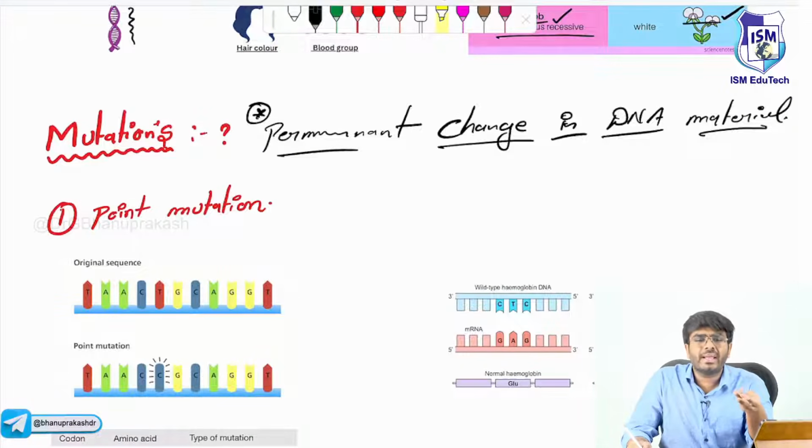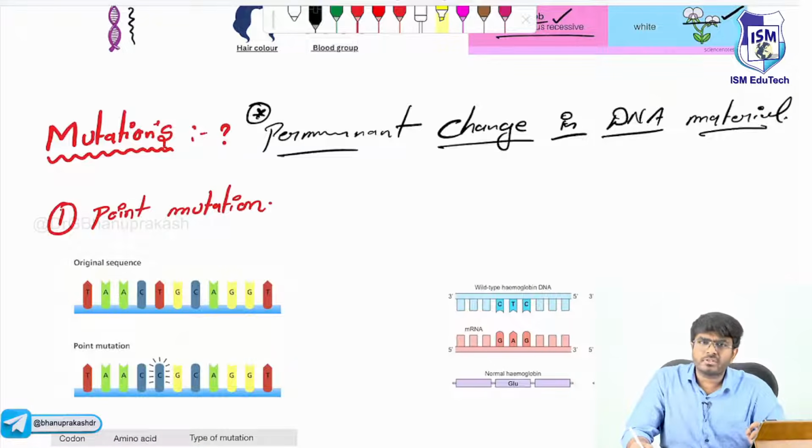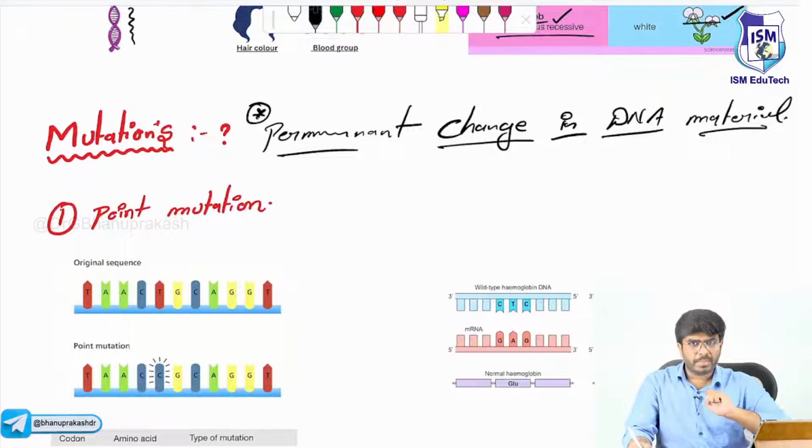I might be exposed to ionizing radiation, X-rays, or in a nuclear area where a nuclear explosion has happened. If I am a person in that area, because of the extreme radiation, that radiation can cause damage to my DNA material. So, damage to the DNA material which is permanent is called a mutation, irreversible in nature.